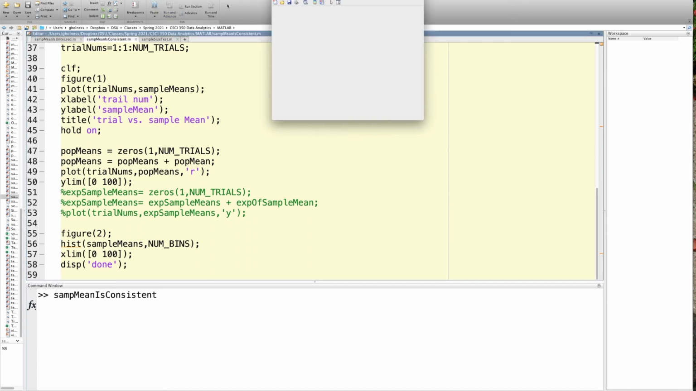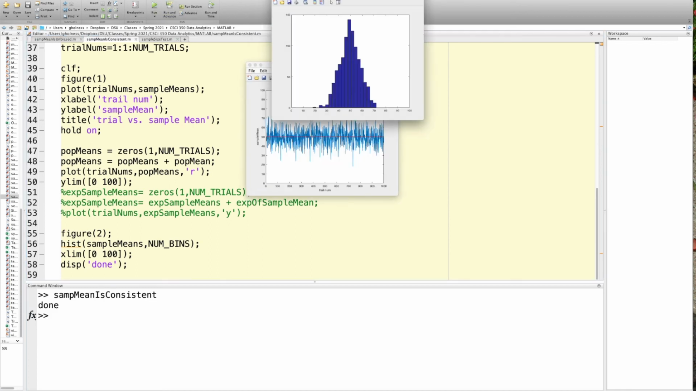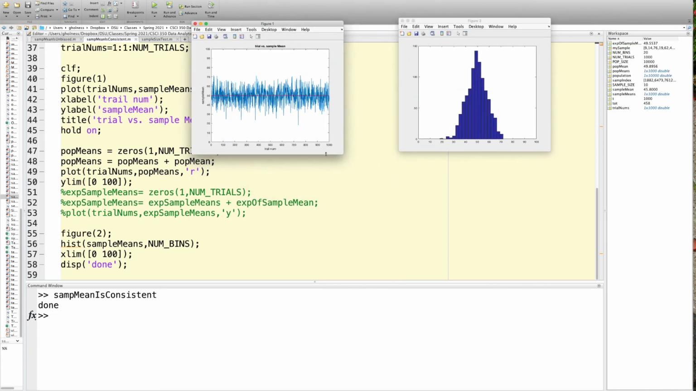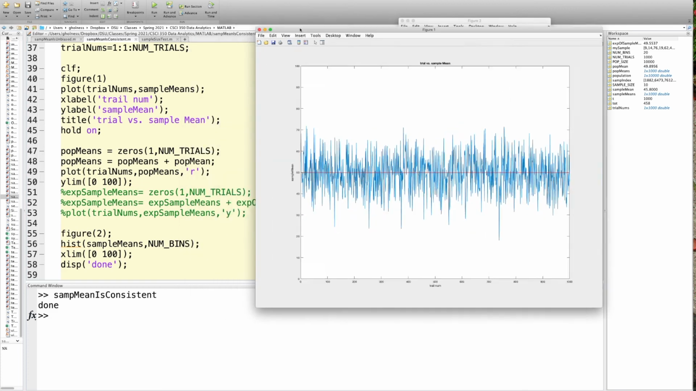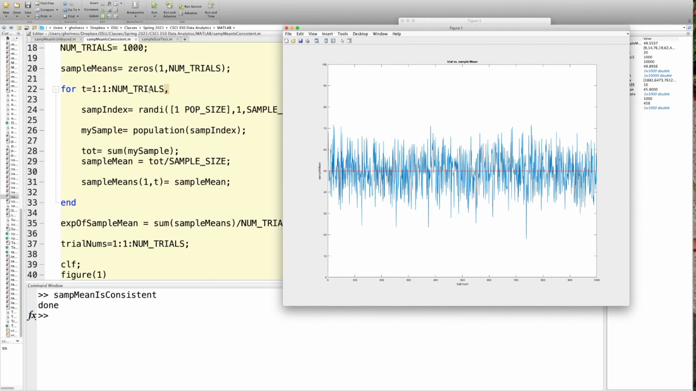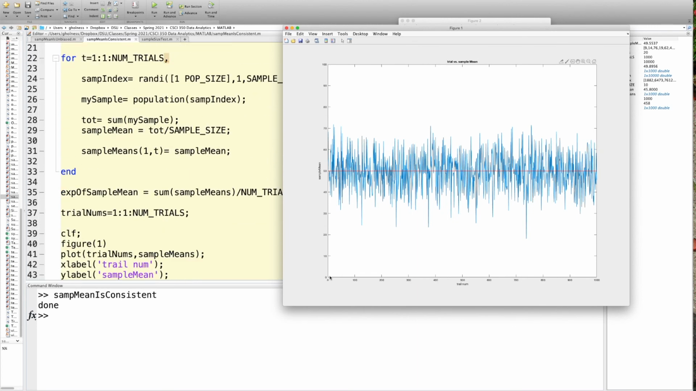So why don't we run this? And if we look at it, well, the first figure is the trial. And my trial is 1,000 trials. So we have 1 through 1,000. And each one of these points here for the blue line, that's one of my sample means. So you notice here, my population mean is this red line. That doesn't change, but my sample mean x bar swings wildly above and below. And that's for sample size 10.